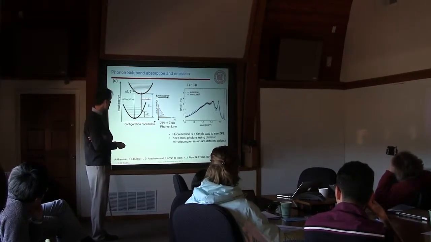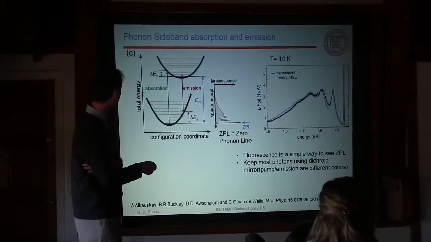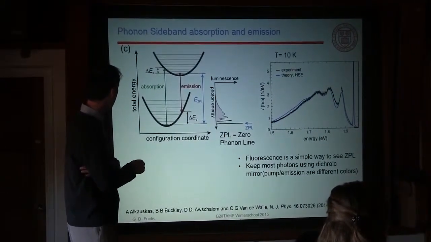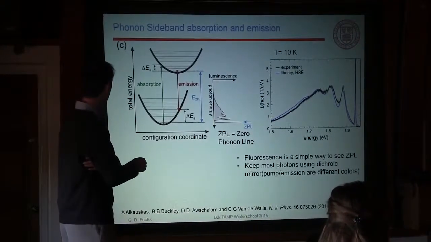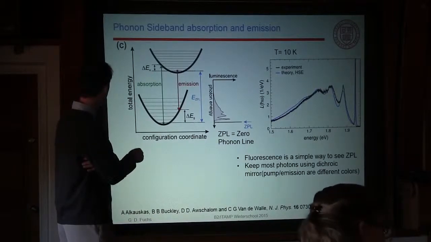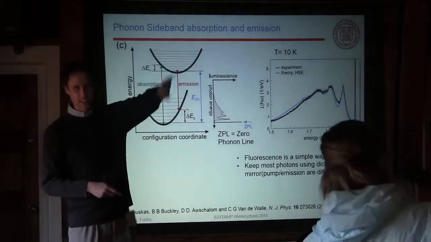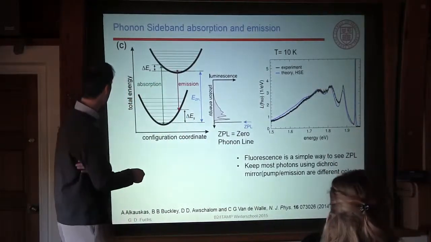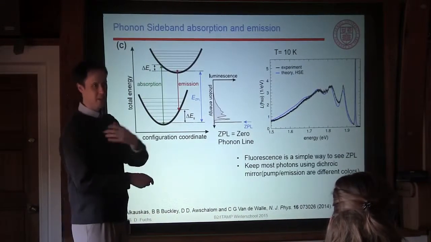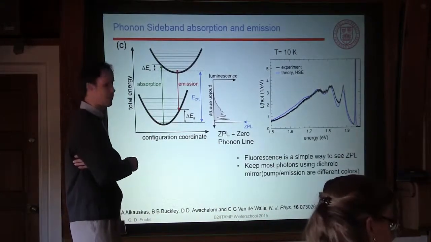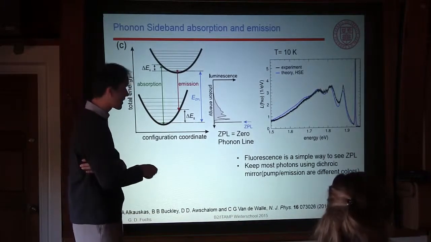So you can do a fluorescence experiment like this one, and you can see at low temperature a very sharp line, and that is the zero phonon line. That is the direct transition between the equal vibronic levels of the two states, the excited state and the ground state. On the red side of that, you're going to get the emission band, and on the blue side of that, you're going to get the absorption band. So this is an experimental value.